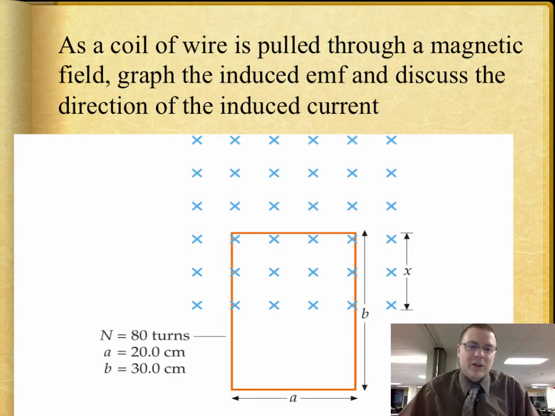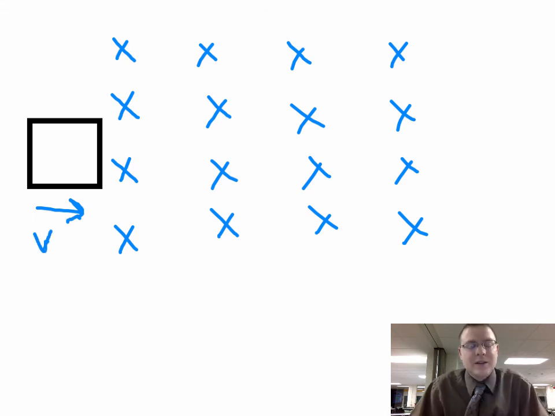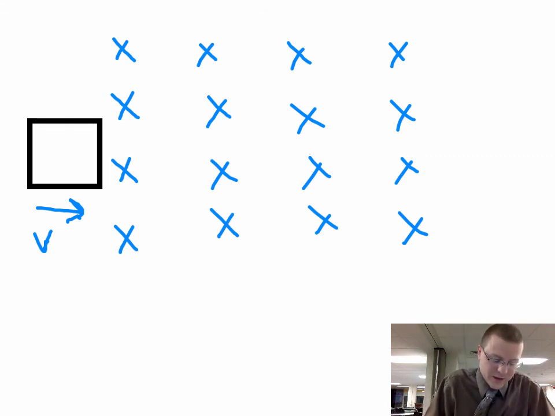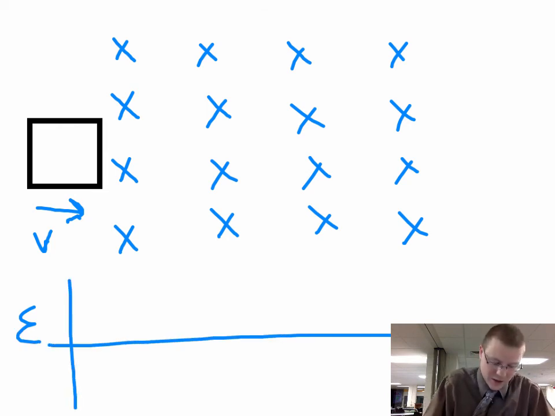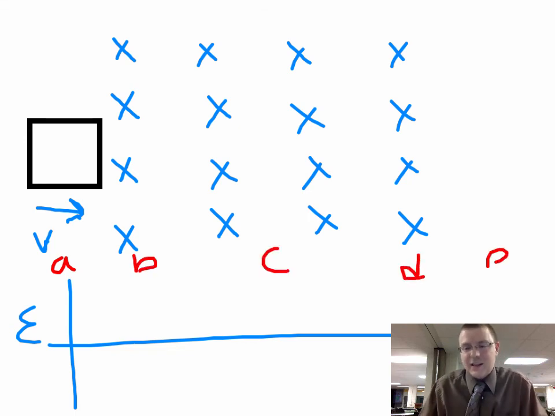So one more thing they may ask you is to graph the induced voltage as you pull a loop through a magnetic field. So let's say we've got this square loop and it's moving at a steady speed as it passes in and out of a magnetic field. What we want to do is discuss the induced EMF at these various locations. We'll call this location A, B as you're entering the field, C as you're in the middle, D as you're exiting the field, and E as you are leaving the field completely.